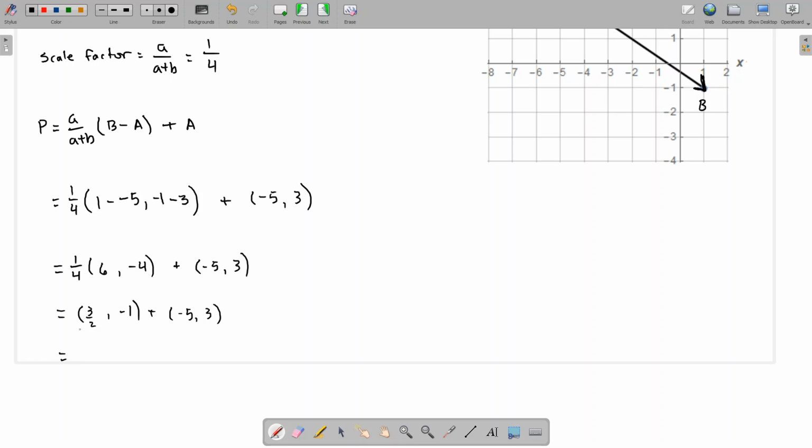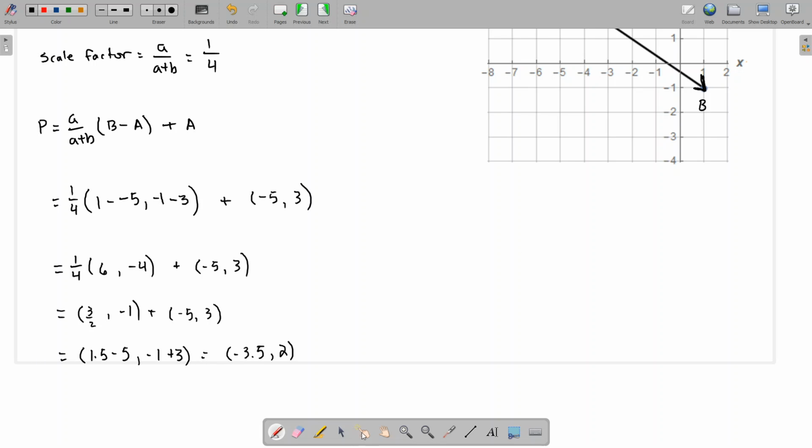I mean, obviously I would prefer you to stick with the fractions, but if we're going to be graphing, then we might as well change it to a decimal. So when you add these together, this is really going to be 1.5 minus 5, and then -1 plus 3. So the final image point that we get is -3.5, 2. That is the point P.